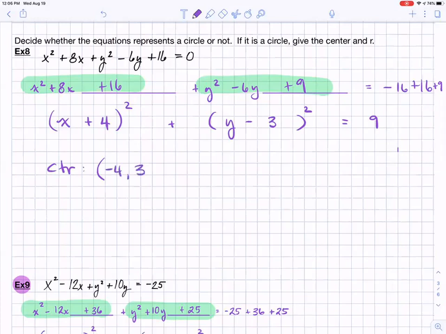Negative 4, positive 3. Remember, you have to switch the sign on that because the standard equation says x minus. Okay? And then what's my radius? And how do you get that? Yeah, remember that 9 is where your r squared is. So if r squared is 9, that means your plain old r has to be a 3. Did that answer your question? And then Cecilia, did that help out with the question that you had as well? Okay. All right, does that make sense?